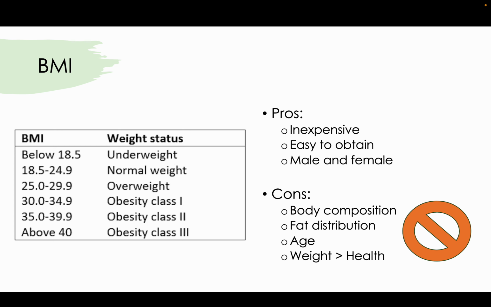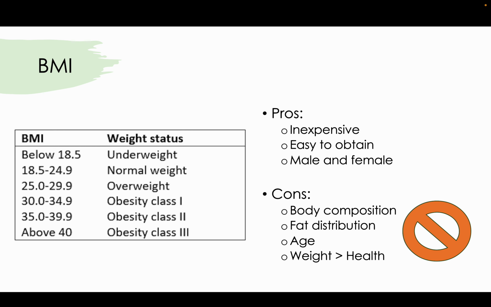So looking at the categories on the left, the person from our example would fall into the normal weight category, since their BMI was found to be 23. Now, BMI is an easy and inexpensive way to help identify both males and females who are at risk for health problems associated with underweight, overweight, or obesity. It can also be used in population studies to monitor trends in weight and obesity rates over time.